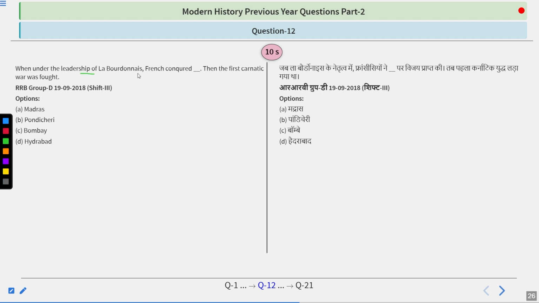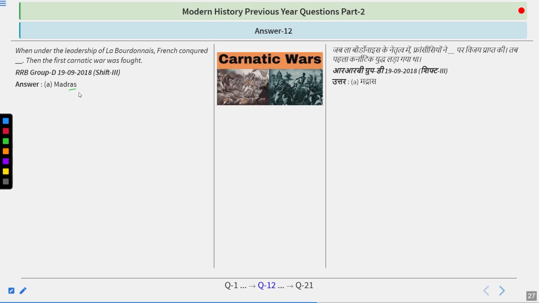When the French, under the leadership of La Bourdonnais, conquered, the First Carnatic War was fought. The options are Madras, Pondicherry, Bombay, Hyderabad. Very simple question, try to find out. The answer is quite simple. The answer is Madras.